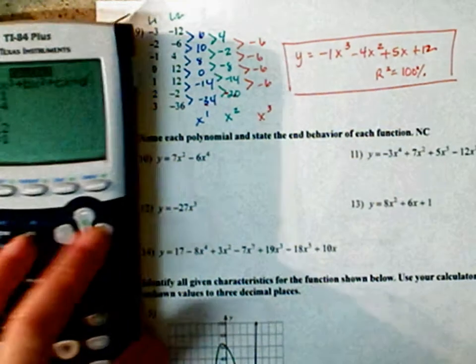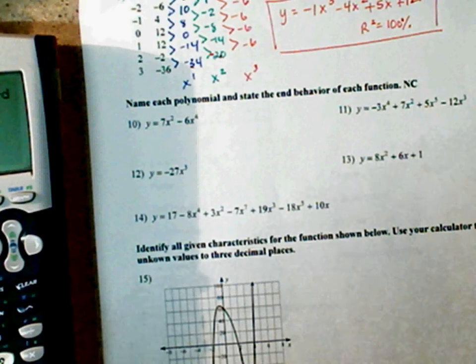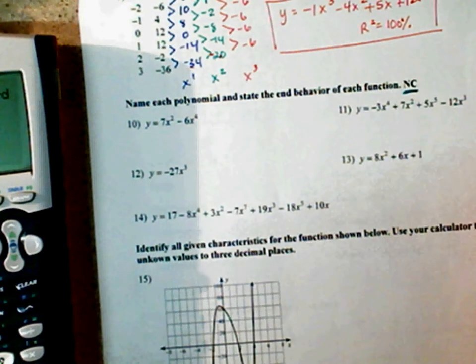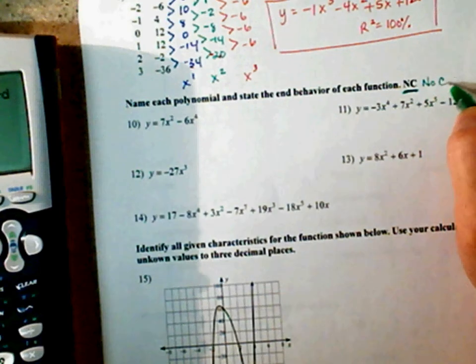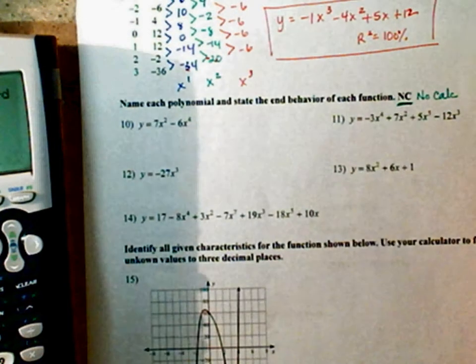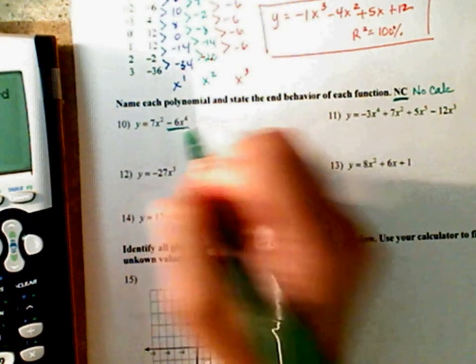Okay. Alright, number 10 says, name each polynomial and state the end behavior of each function. This part, you will take first. This is no calculator. You have to know how to do this. Alright? Okay, take a look. This is your highest one. This is the number we're going to look at.